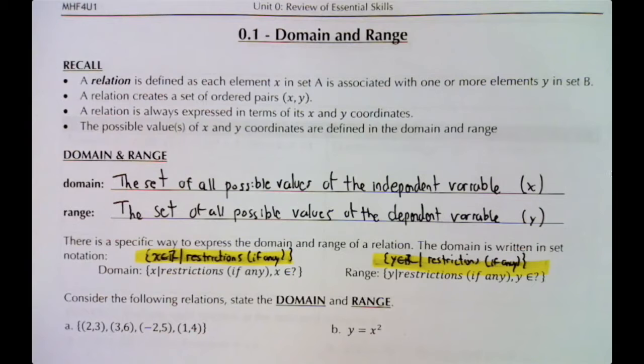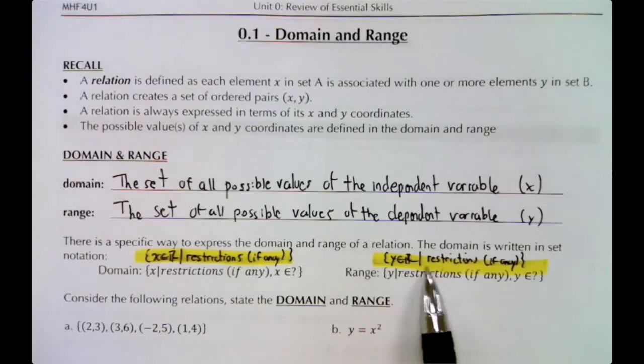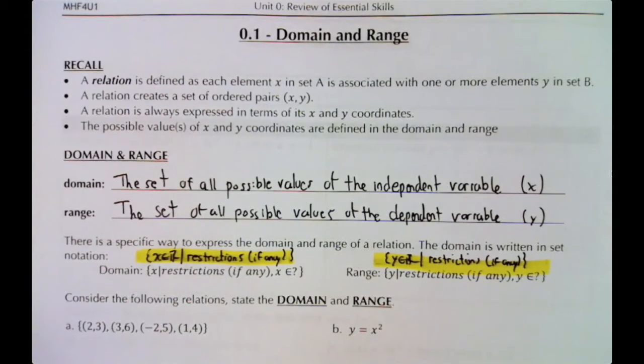We're going to work through a few examples. For range, we just do the same, but with y's. y belongs to real, such that, and then list your restrictions. So let's work through a couple examples. We have 8, and we'll review how to do domain and range.